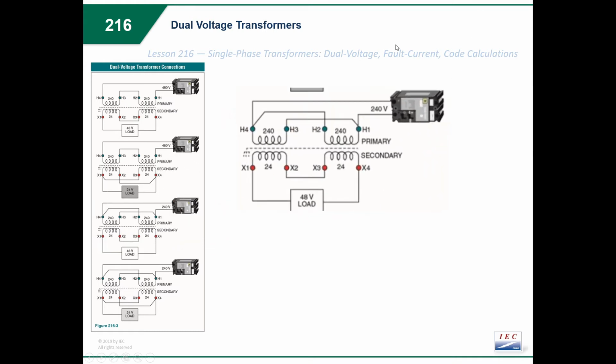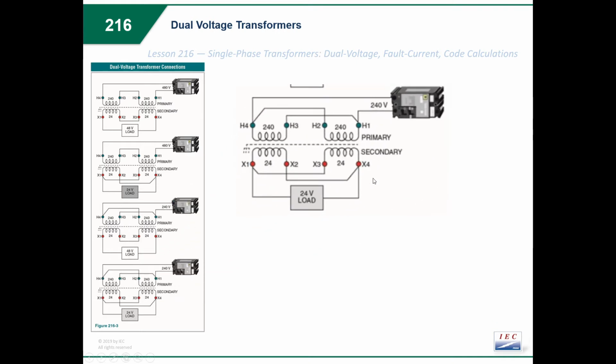So next example, feeding with 240, we want 48 out. So if these are both 240 rated coils, we're going to connect them in parallel. 240 in, parallel equals parallel. Voltage equals voltage in a parallel circuit. So we're going to connect the primary in parallel. For the secondary side, we want 48. So once again, just like the first example, we're going to connect these two in series. 24 plus 24 is going to give you 48.